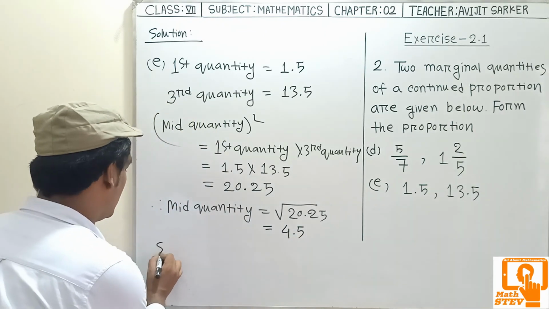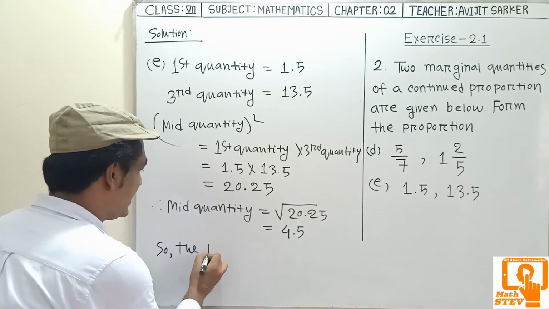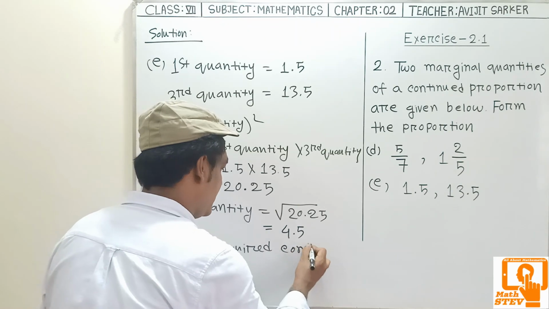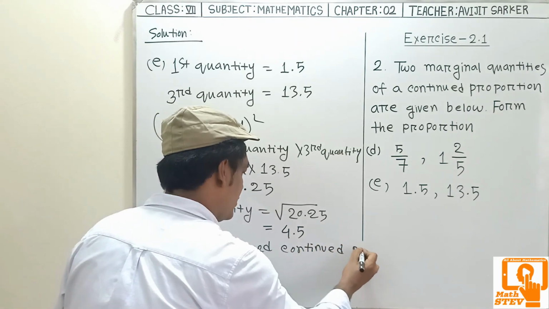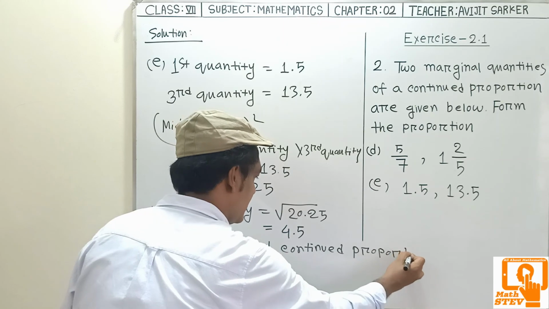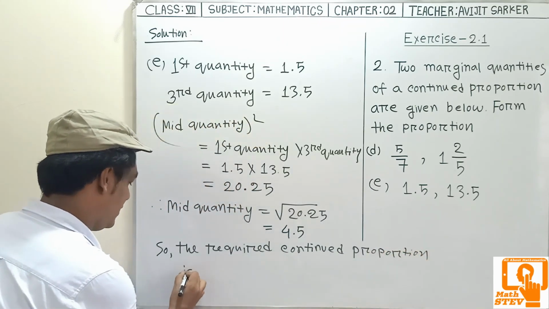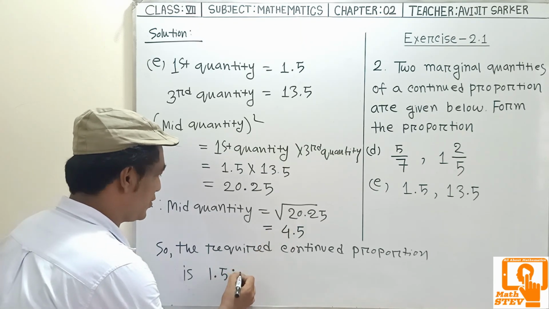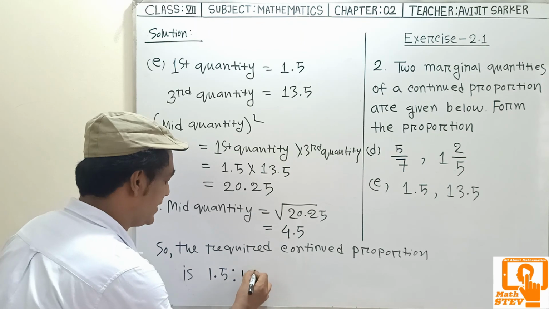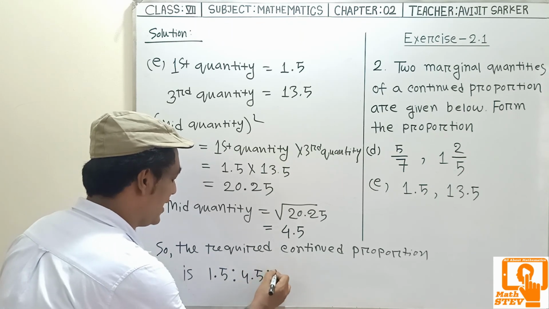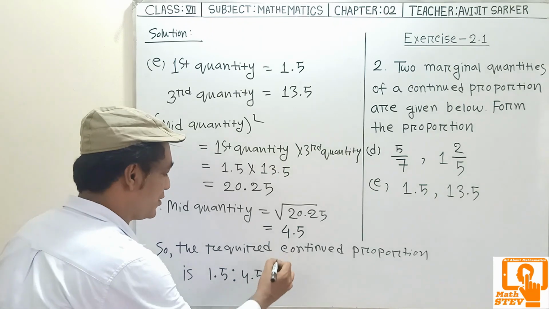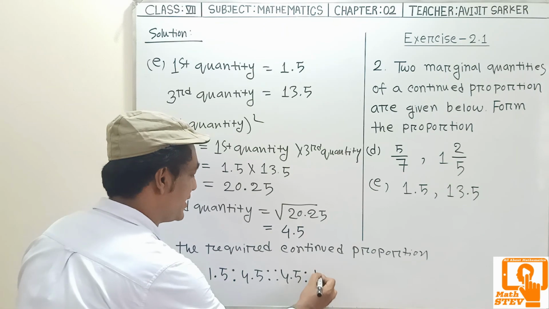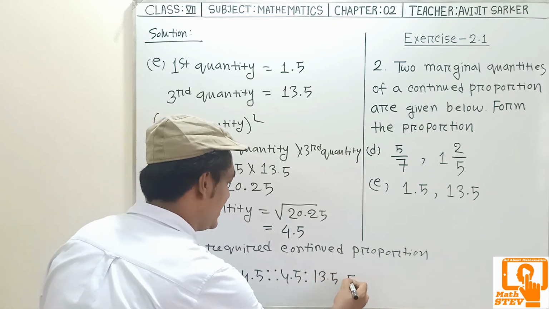So the required continued proportion is 1.5 ratio 4.5, mid quantity, meaning second quantity 4.5. Proportion symbol, again second quantity, that means mid quantity, 4.5, ratio third quantity 13.5, and this is the answer.